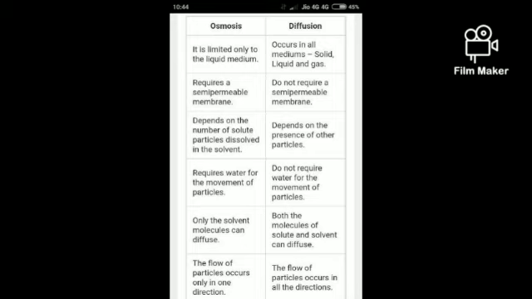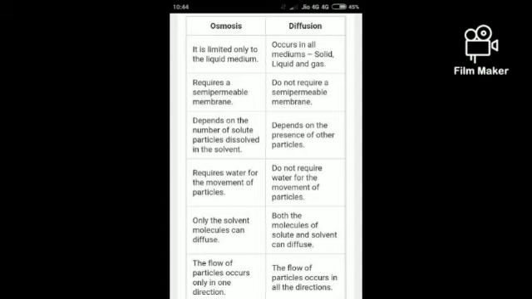Osmosis is limited only to the liquid medium. Diffusion occurs in all mediums, maybe solid, liquid, or gas. Most importantly, osmosis requires a semi-permeable membrane, and diffusion does not require a semi-permeable membrane. Osmosis depends upon the number of solute particles dissolved in the solvent, and diffusion depends on the presence of other particles. Osmosis requires water for the movement of particles.